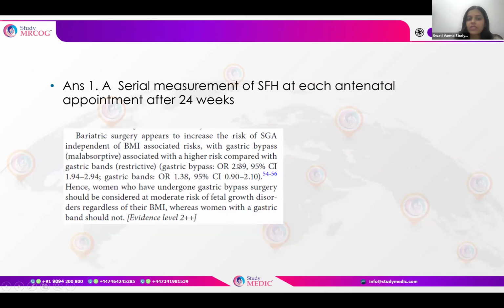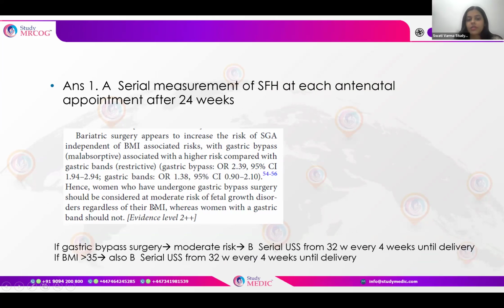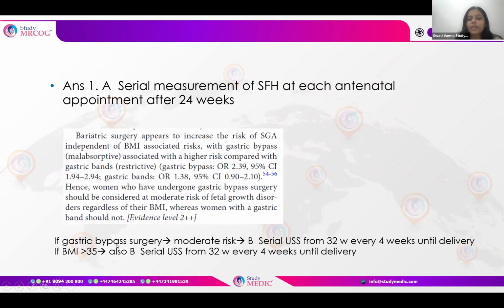Bariatric surgery, gastric bypass has got higher risk. So if she has undergone gastric bypass, then she would be classified as moderate risk. And if gastric bypass surgery was there, she would be offered ultrasound scan from 32 weeks, every 4 weeks until delivery. Similarly, if her BMI was more than 35 now, since SFH would not be very useful for assessing fetal growth, just like women with fibroids and BMI more than 35, same serial ultrasound scan from 32 weeks, every 4 weeks until delivery.